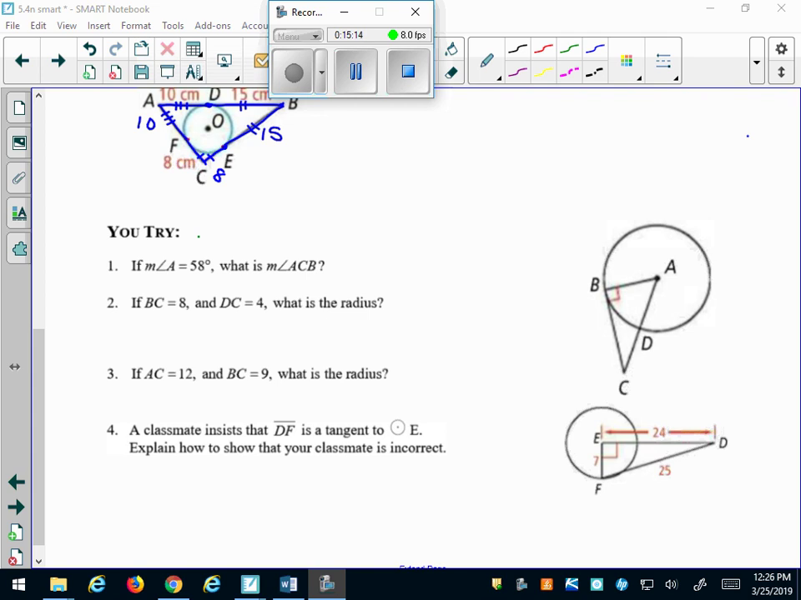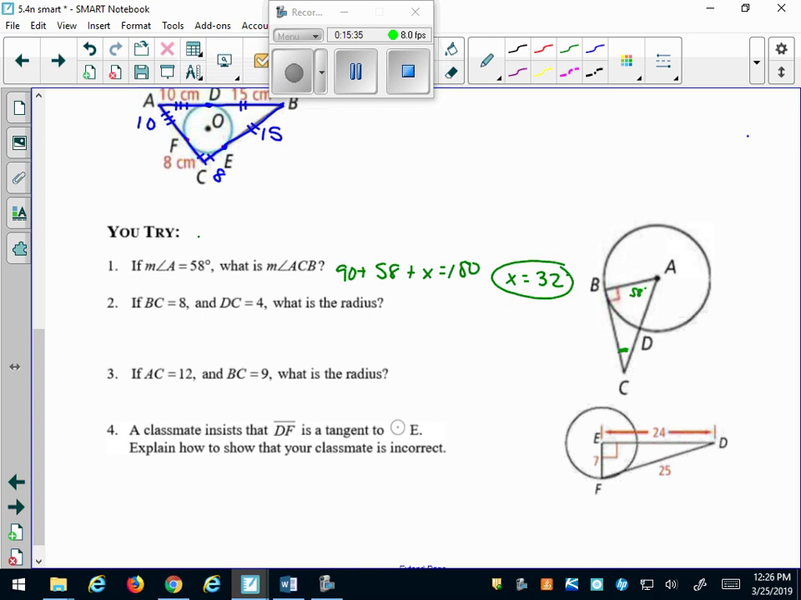The measure of angle A is 58. That's here. Okay, we're trying to find this angle. It's just going to be triangle sum theorem. 90 plus 58 plus x equals 180, and x turned out to be 32.